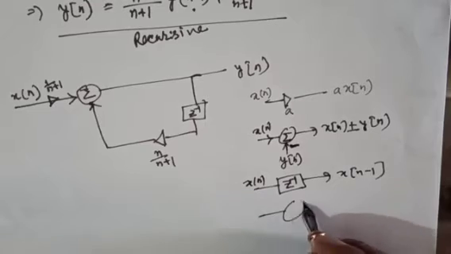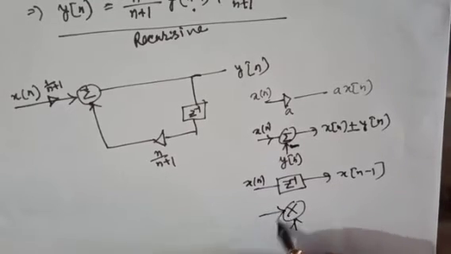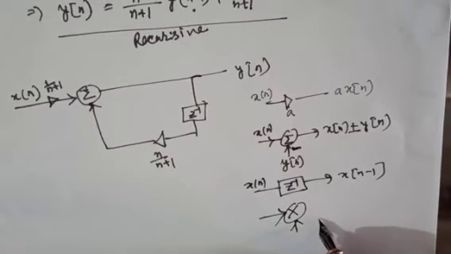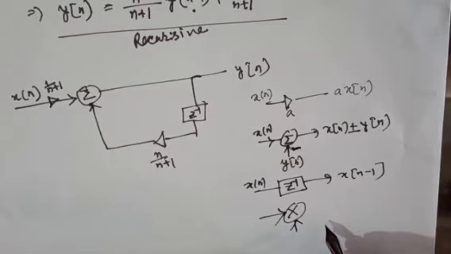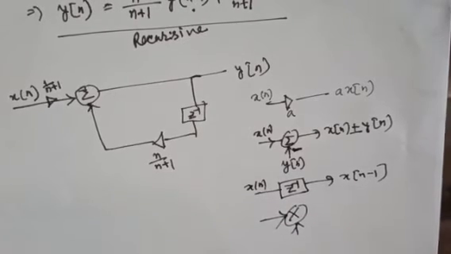And for the multiplier, it is the multiplier x of n into y of n, like that. So these are the basic symbols we will be using in our structural realization while drawing the structure.